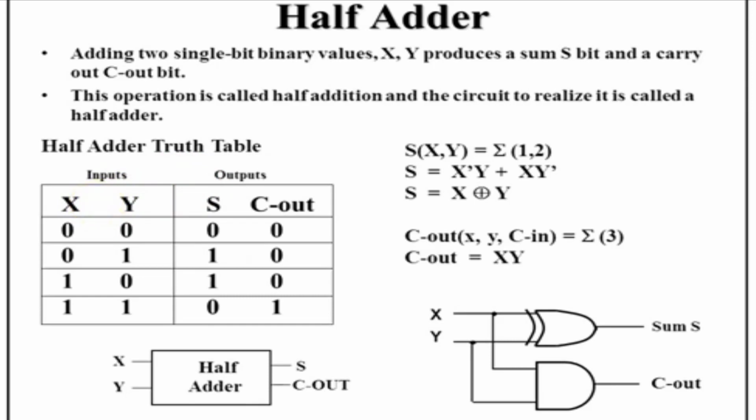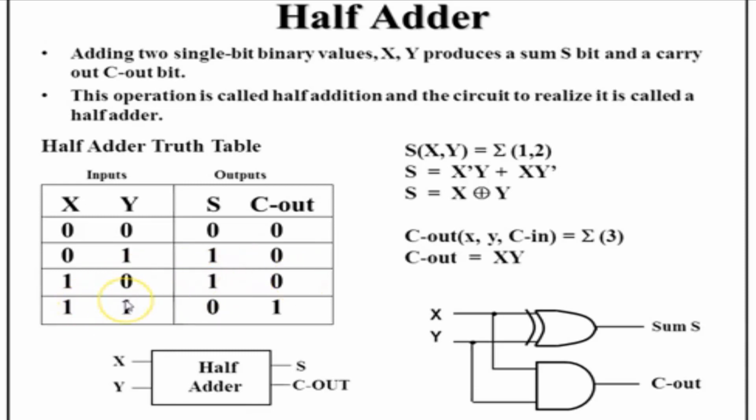As I said, it adds two single bit binary numbers. So let me call them x and y. And it generates two outputs, sum and a carry out. So each bit is added to generate the sum. Addition is a basic arithmetic operation. So 0 plus 0 gives out a sum 0 without a carry. 0 plus 1 gives the sum as 1 without a carry. 1 plus 0 gives the sum as 1 without a carry.